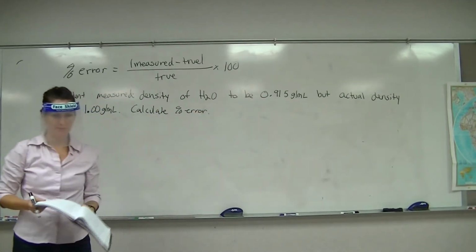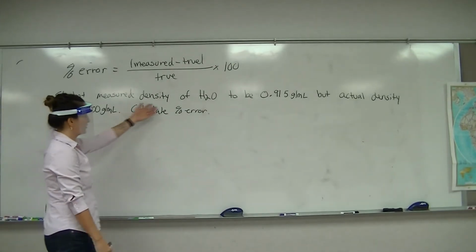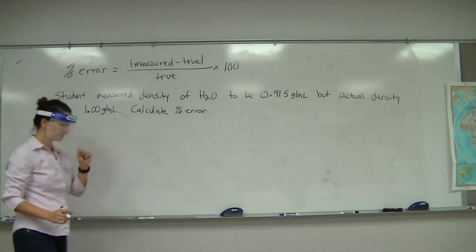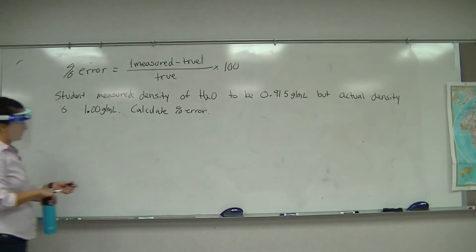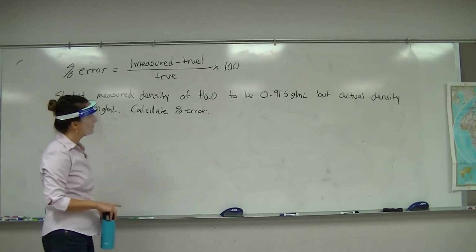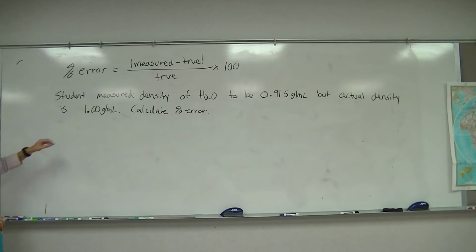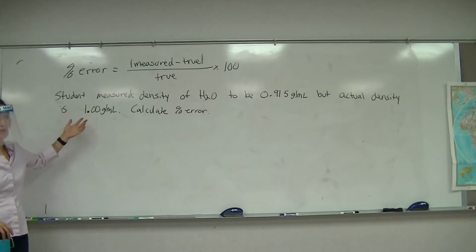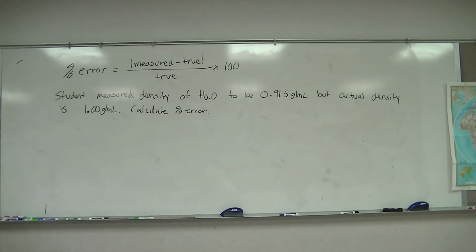All right, so you go into lab, you measure the density of water by taking the mass of it, taking the volume, and you get 0.915 grams per mil. But the actual density, the test proven density, is just 1 gram per mil. So we're going to calculate the percent error. We're going to see how far off we were.